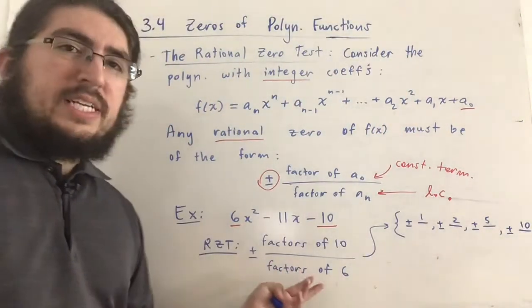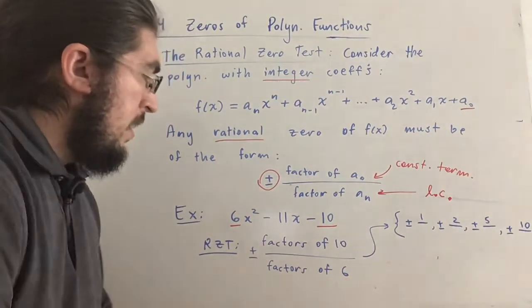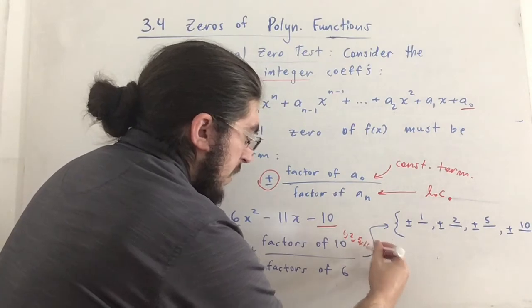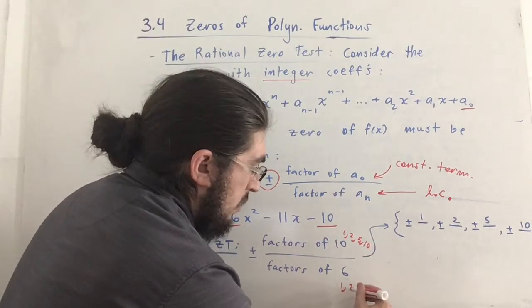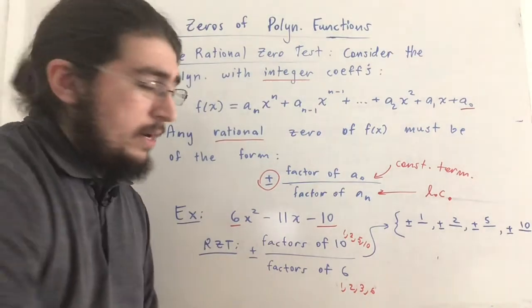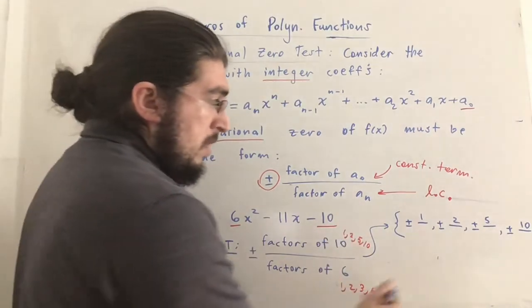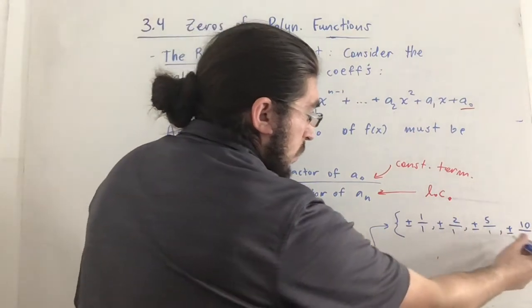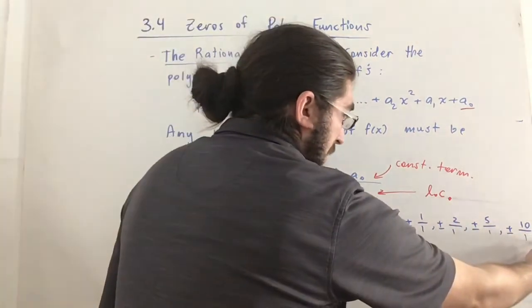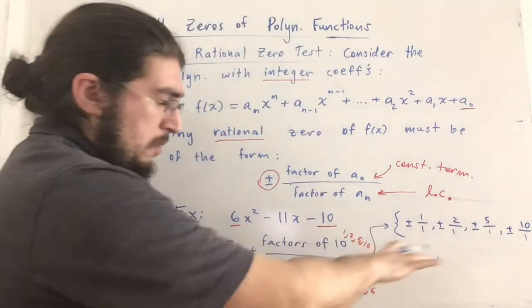Now, what are factors of 6? So let me write this in red. Factors of 10 were 1, 2, 5, and 10. Factors of 6 are 1, 2, 3, and 6 itself. So there's a lot to do here. Now I need to divide each of these by those. Notice dividing by 1 doesn't do anything, it just gives you those numbers themselves. So this list actually goes on, so I'm going to put a comma and continue below.